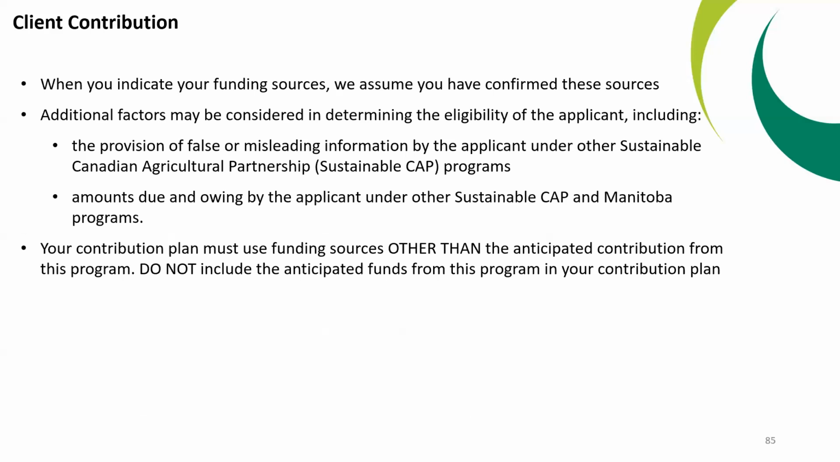In terms of assessing your application, please note that additional factors may be considered in determining the eligibility of the applicant, including the provision of false or misleading information by the applicant under other Sustainable Canadian Agricultural Partnership programs, and if there are any amounts due and owing by the applicant under other programs. It could be outside of Sustainable CAP as well. And again, just mentioning your contribution plan must use funding sources other than the anticipated contribution from this program.